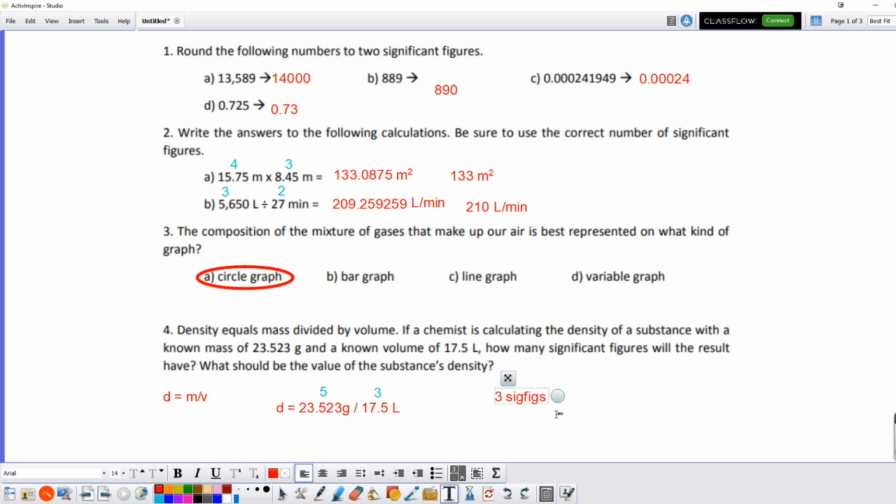If I go ahead and do this in a calculator, 23.523 divided by 17.5, I get an answer that is 1.34417143, so on and so forth. But if I want to round this to 3 sig figs, I'm going to erase digits until I get to 1.34, making sure that the last number doesn't round this 4 up. In this case, it does not. So 1.34 grams per liter is my final answer.